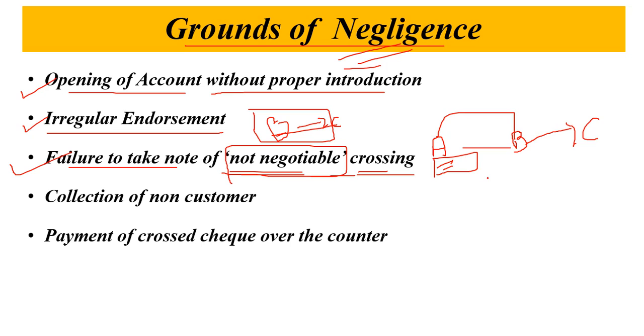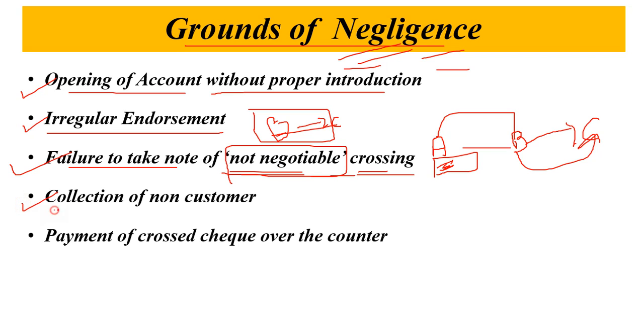Negotiation means transferring the instrument from one person to another person. If A has written not negotiable, when A gives to B, B cannot give to C. That means it cannot be negotiable further. It can be only between A and B. So if the bank does not see whether the words not negotiable are written, and the check is forwarded to the other person, then it becomes negligence by the collecting banker. So the collecting banker has to take care.